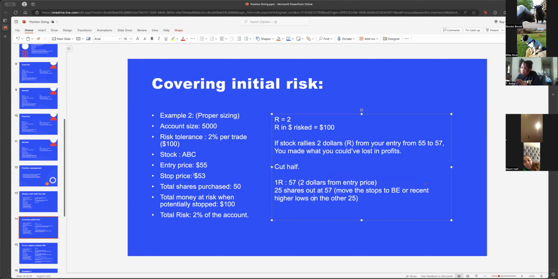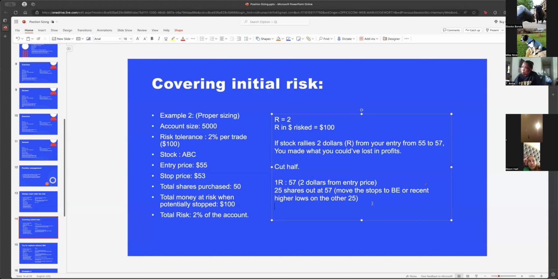And remember the initial stop price at 53? You're going to move the stop price to 55, or any recent higher lows, on the other 25 shares. Let me repeat it again. When the stock price goes up from 55 to 57, you made $100. You made what you could have lost if you had gotten stopped out, in profits. So now when that happens, you're going to cut half of your positions instantly and move your stop loss from $53 to your break even, your entry price.